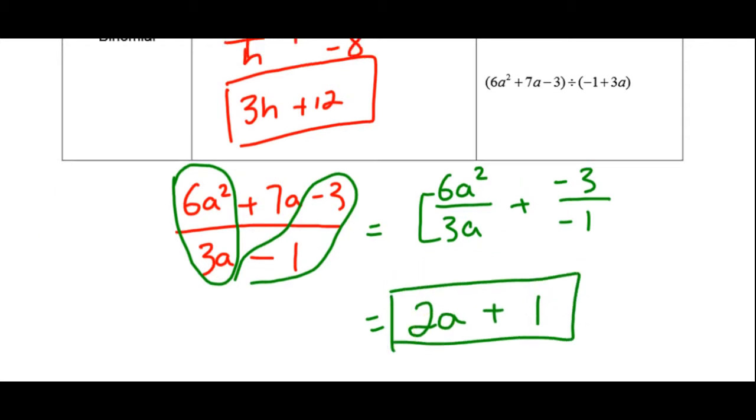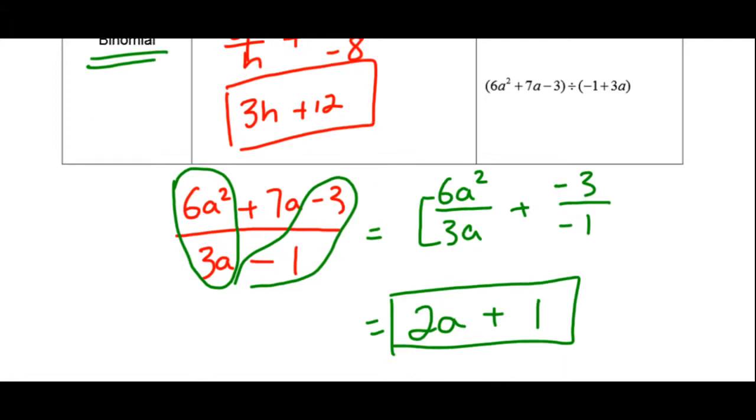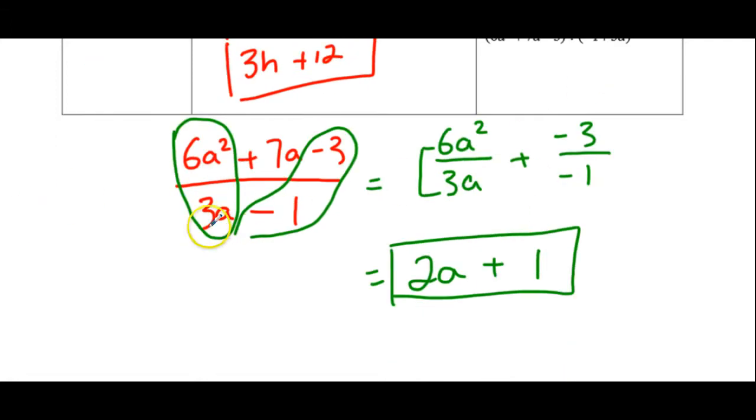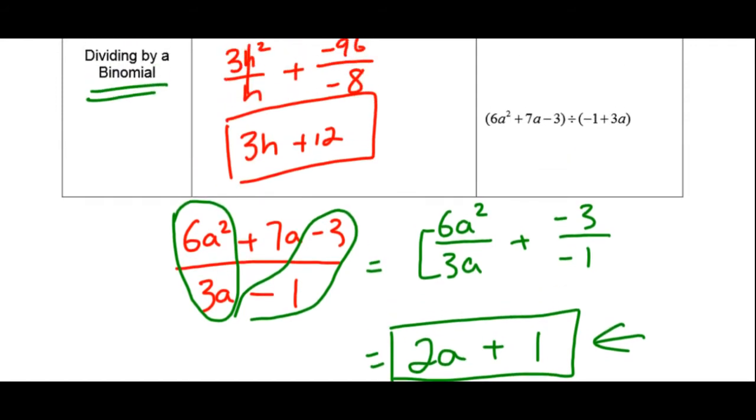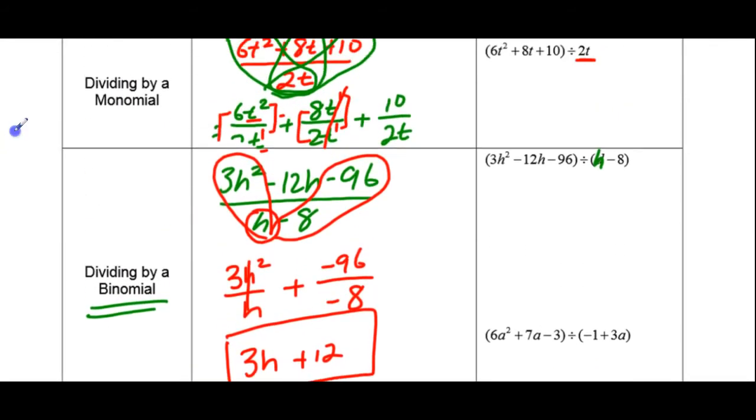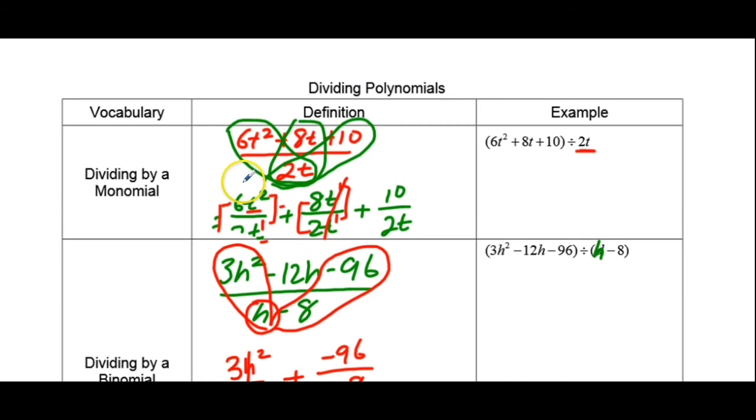So when they ask you to divide by a binomial, meaning two terms, just take the front and divide, take the last and divide, and that's your answer. And that's it. So try those example problems, you guys. In class, I'll go over this stuff, but please try it beforehand, all right?